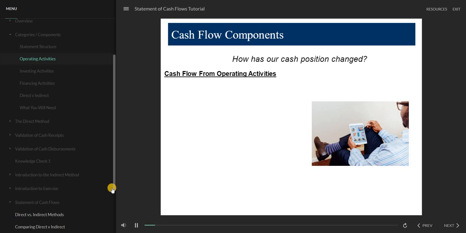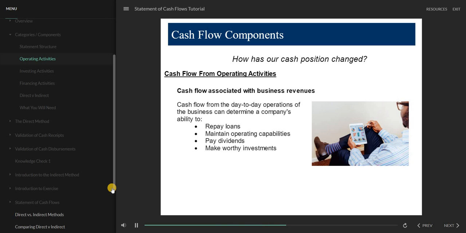Cash flow from operating activities are those activities that pertain to the main operations of the business. Any cash flow used to generate revenues, including expenses associated with each, is considered operating activities of a business. The amount of cash flows arising from the day-to-day operations of the business is considered a key indicator in determining if the entity generates sufficient cash to repay loans, maintain operating capabilities, pay dividends, and make new investments which will further benefit the growth and financial health of the company.